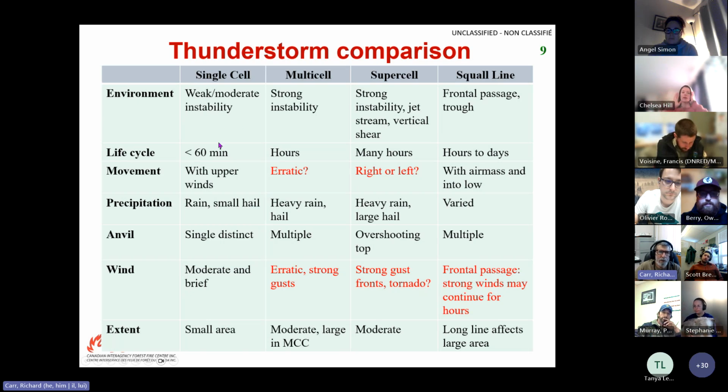So the single cells, fairly weak or moderate instability. If you get the stronger instability, we might get the multicell or supercell.